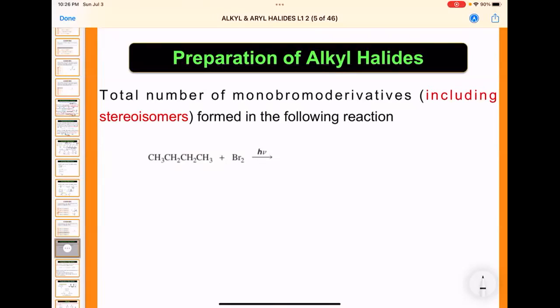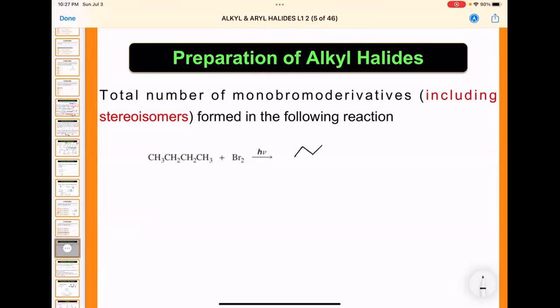Now, this is the last question. What will be the answer to this? You need to tell me. 1-bromobutane and 2-bromobutane, in which 2-bromobutane will be the major product. Yes, major product. But how many different products? Two, sir. Correct.